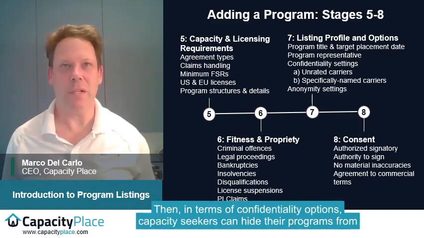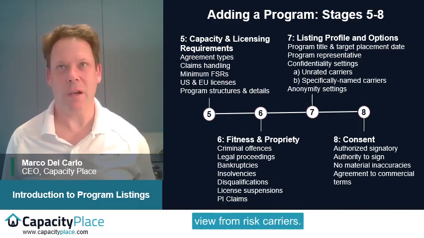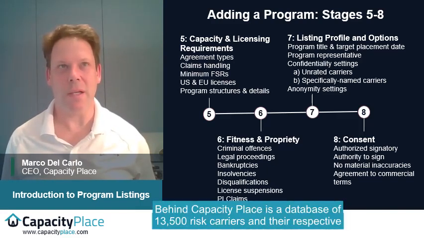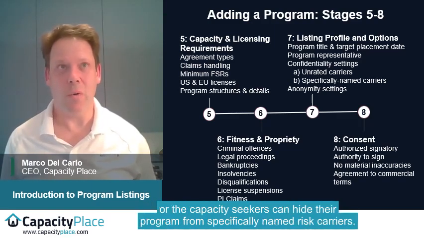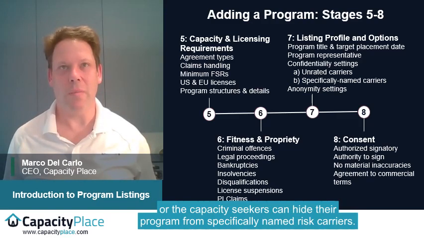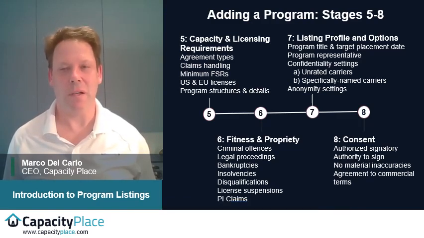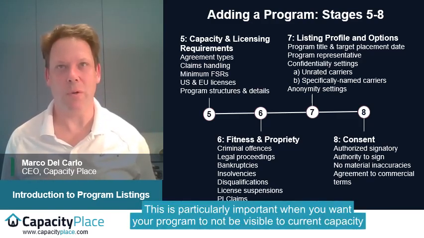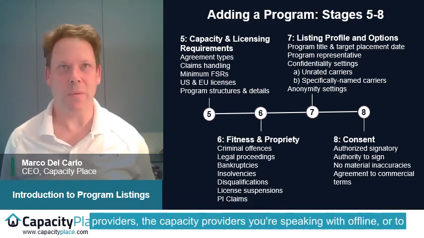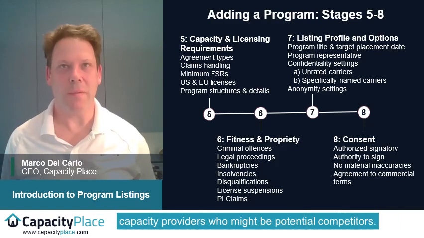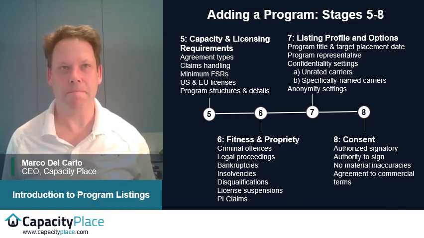Then in terms of confidentiality options, capacity seekers can hide their programs from view from risk carriers. Behind Capacity Place is a database of 13,500 risk carriers and their respective ratings. Capacity seekers can hide their program from all unrated carriers as one option, or the capacity seekers can hide their program from specifically named risk carriers. This is particularly important when you want your program to not be visible to current capacity providers, to capacity providers you are speaking with offline, or to capacity providers who might be potential competitors.